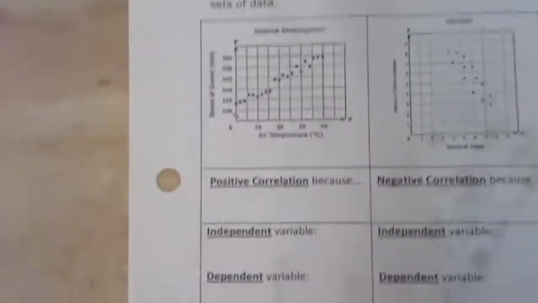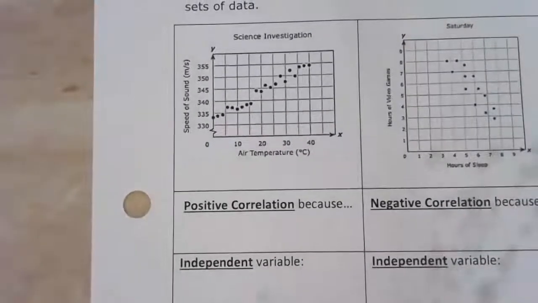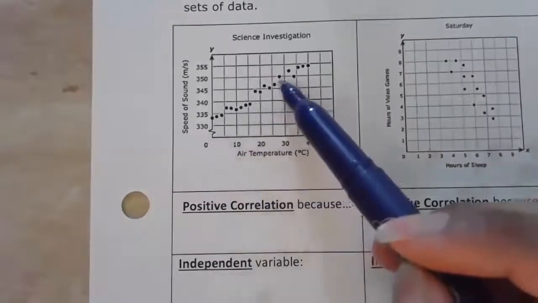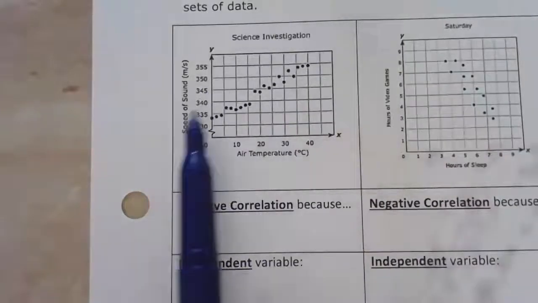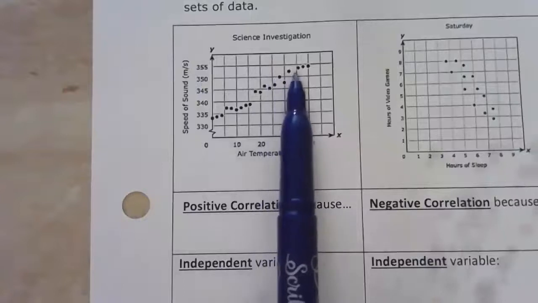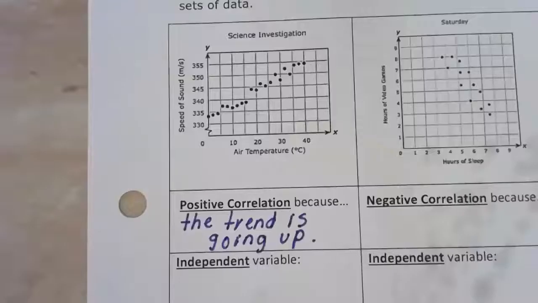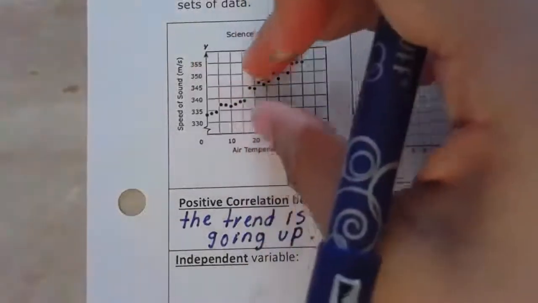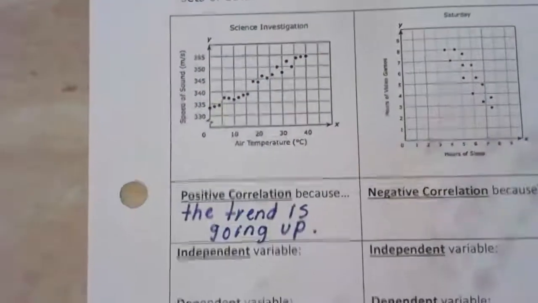This first graph has a positive correlation because this trend is going up. Remember, we read a graph from left to right. So from left to right, this data is going up. We call it a trend because it's the group of points that are plotted. That's the trend. So the trend is going up.